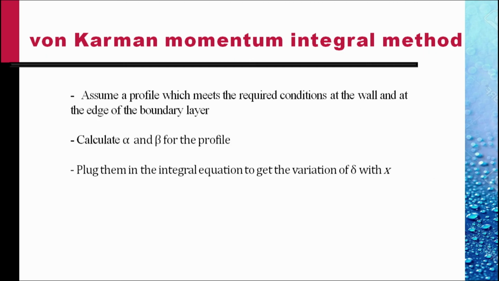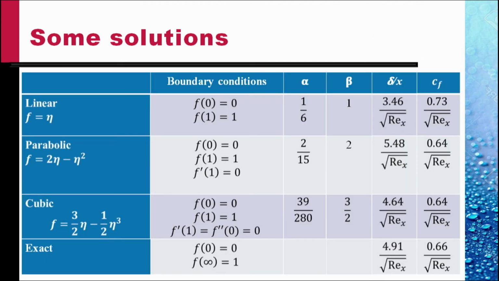So, the method has the following steps. Assume a profile which meets the required conditions at the wall and at the edge of the boundary layer. Calculate alpha and beta for the profile. Plug them in the integral equation to get the variation of delta with x. In this table, we have tried 3 different profiles: linear, parabolic, and cubic, and compared them with the exact profile. Really not exact, but the solution obtained by Blasius.